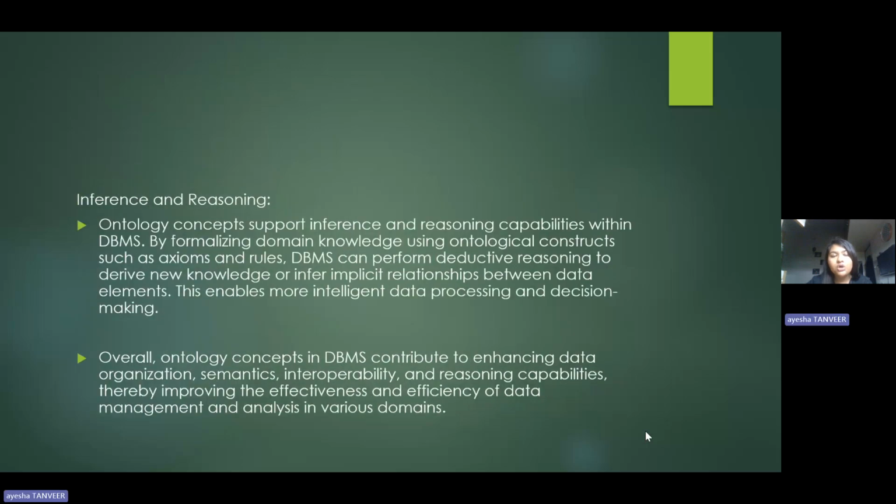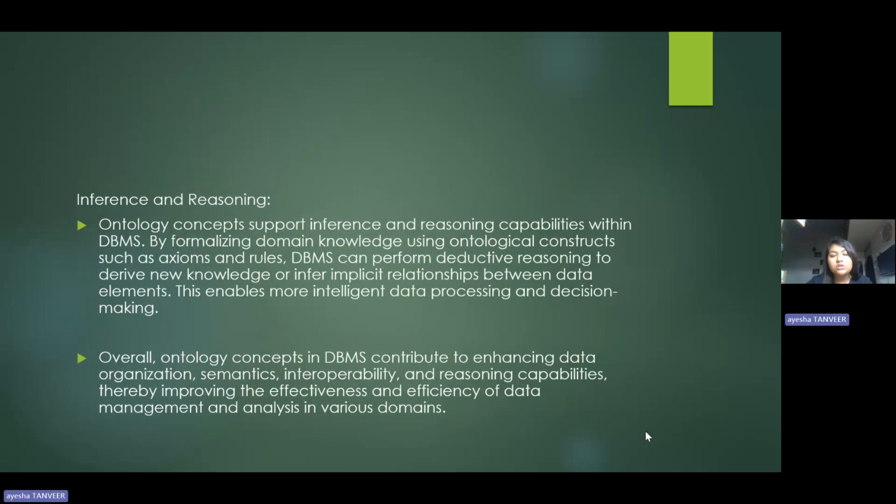Inference and reasoning. Ontological concepts support inference and reasoning capabilities within DBMS. By formalizing domain knowledge using ontological concepts such as axioms and rules, DBMS can perform deductive reasoning to derive new knowledge or infer implicit relationships between data elements. This enables more intelligent data processing and decision making.